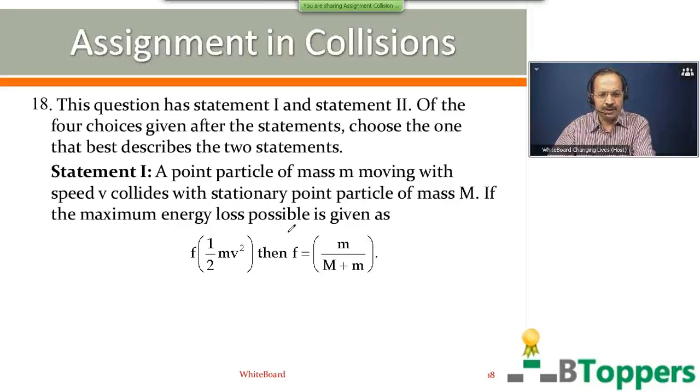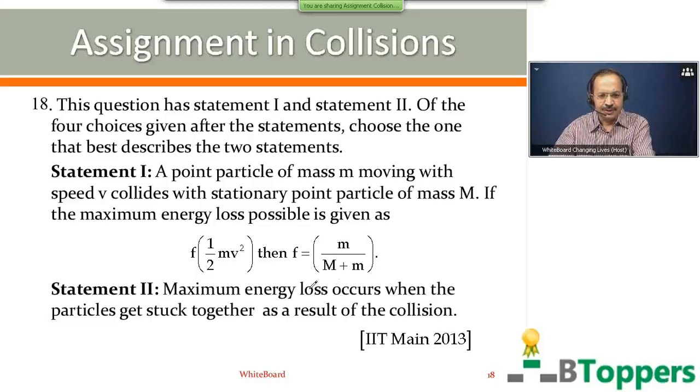The maximum energy loss is possibly given as small f equal to half small m into v square, then small f equals small m by capital M plus small m. Statement 2: Maximum energy loss occurs when the particles get stuck together as a result of collision.